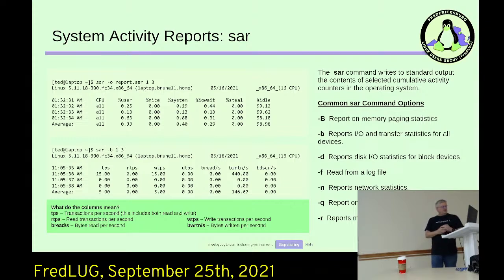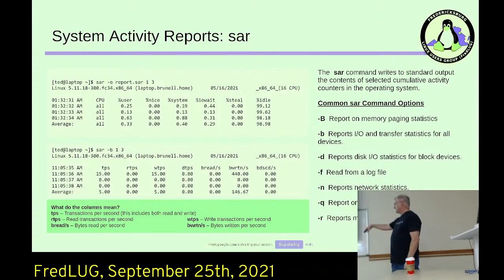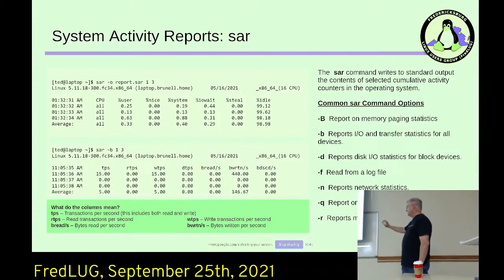So when we run one of these commands, it's going to output some different columns that we haven't seen already. We'll see columns such as TPS, RTPS, WTPS, DTPS, BREAD per second, BW, which is actually BRead, not bread, BWRTN per second, and BDSCD. Down at the bottom of the page, I spelled out what all of those things mean, with the exception of the last one, and I don't know why I missed the last one.